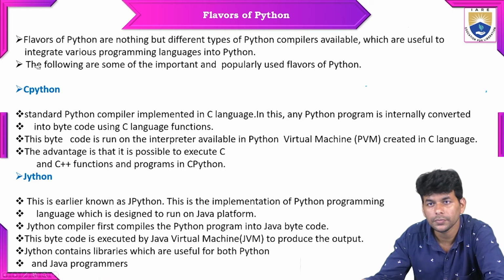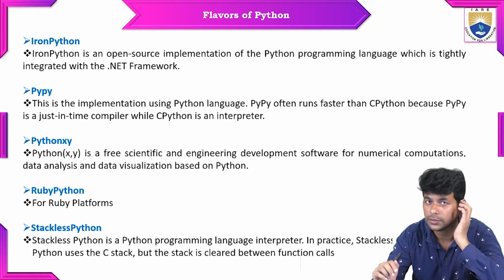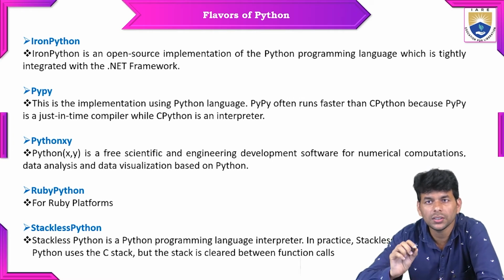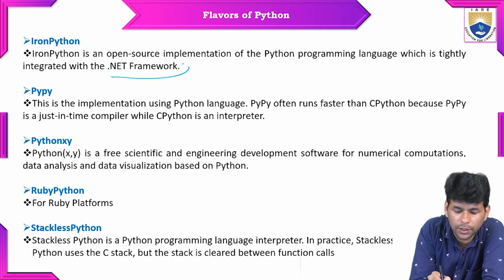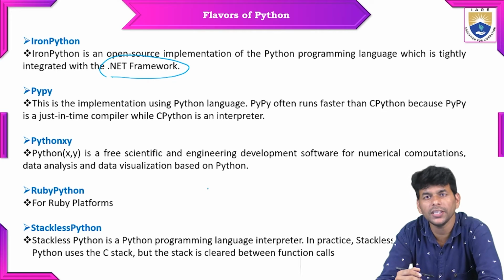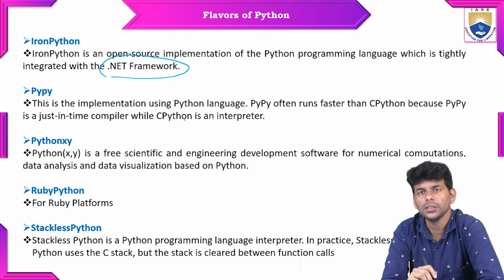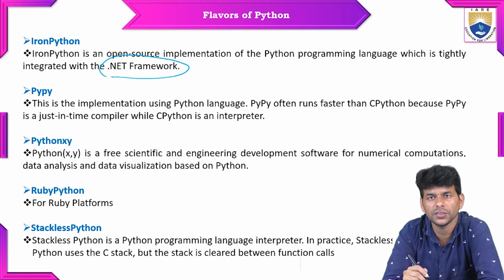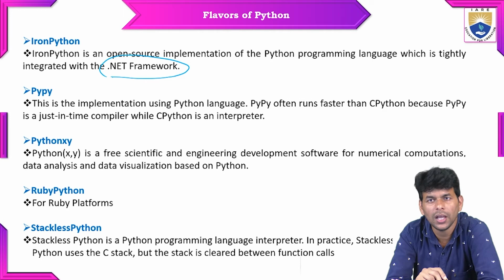The next flavor is IronPython. What is IronPython? IronPython is an open source implementation of the Python programming language, which is tightly integrated with the .NET framework. Before explaining IronPython, we have to know about the .NET framework. The .NET C# frameworks are used for the development of web applications and web pages. With the integration of the .NET framework, Python can be used for the development of web applications clearly and efficiently.